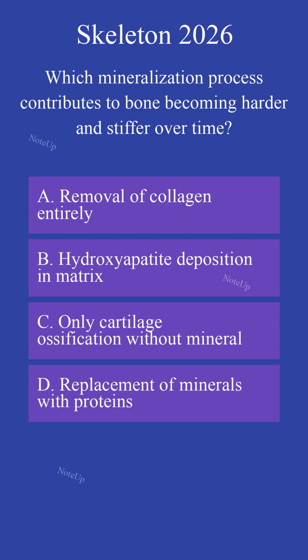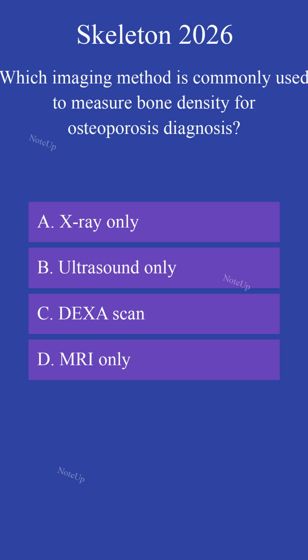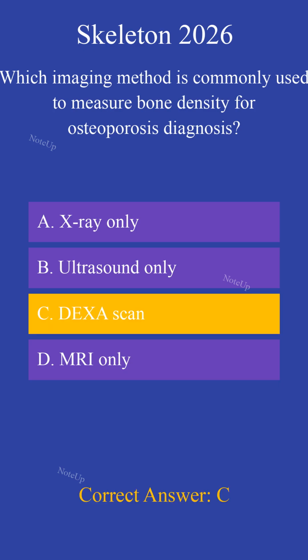Which mineralization process contributes to bone becoming harder and stiffer over time? The correct answer is B, hydroxyapatite deposition in matrix. Which imaging method is commonly used to measure bone density for osteoporosis diagnosis? The correct answer is C, DXA scan.